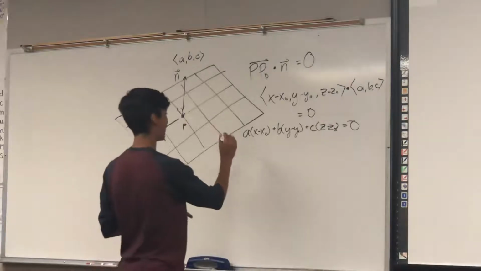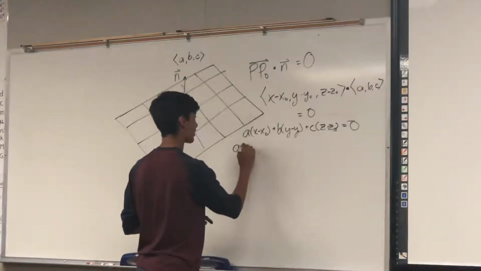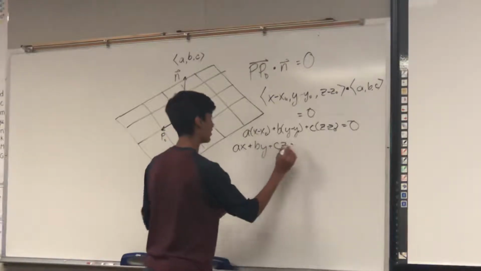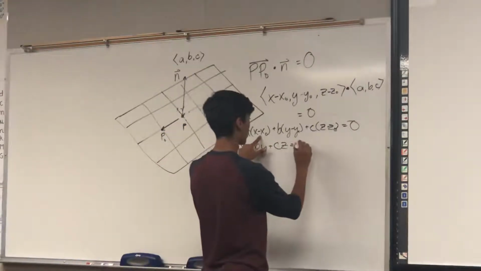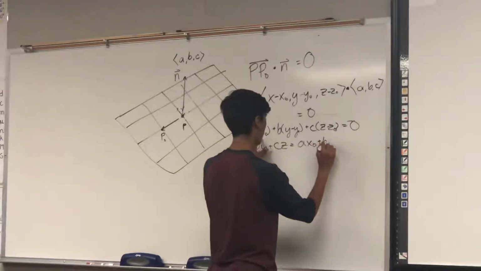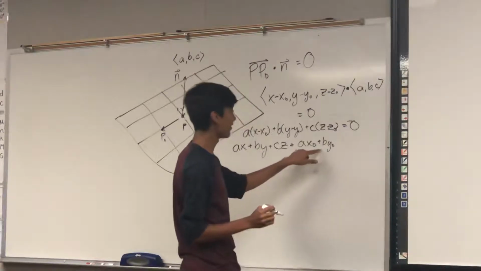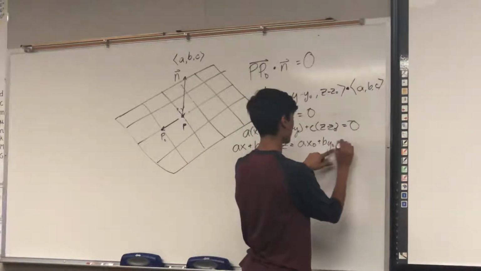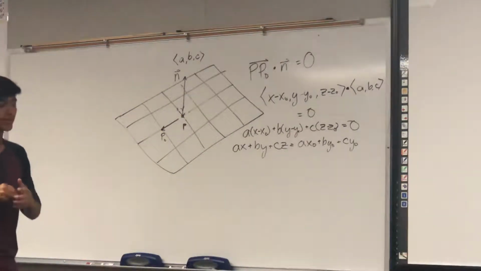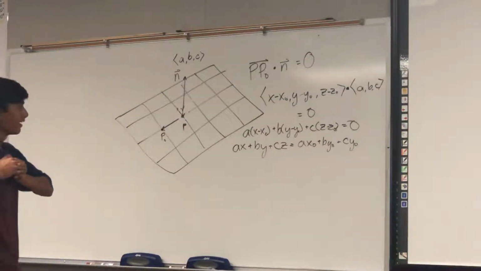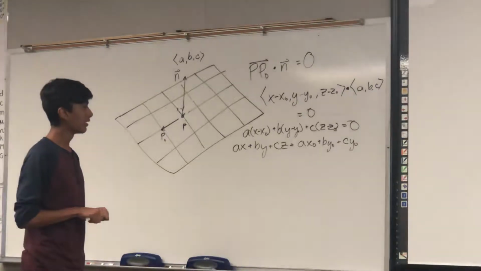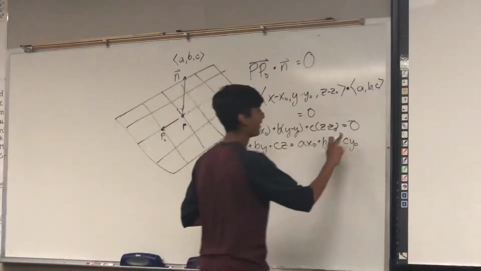Or ax plus by plus cz is equal to ax naught plus by naught plus cy naught. Wait, Diego? Yes? Isn't it c z naught? Yeah, sorry about that, my bad.